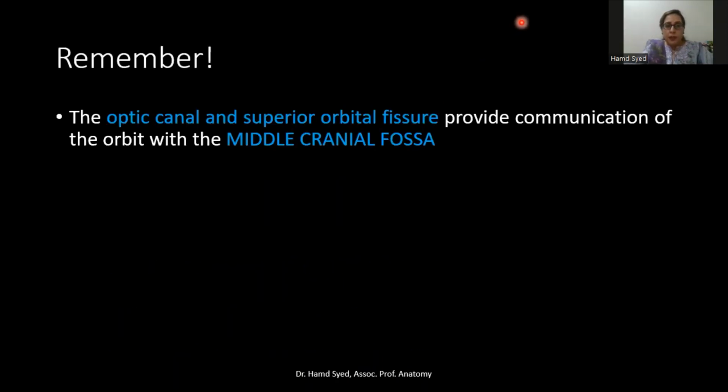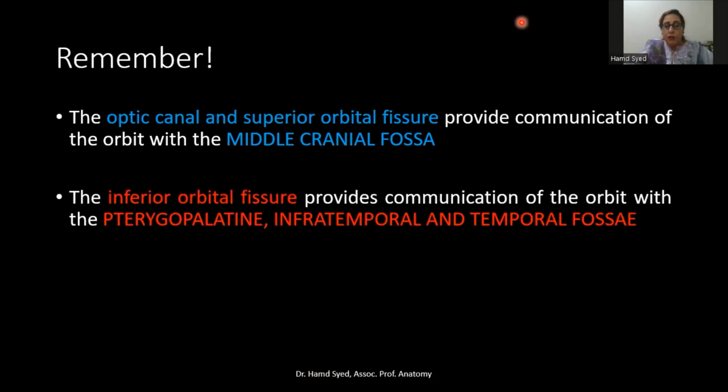Now remember that the optic canal and superior orbital fissure provide communication of the orbit with the middle cranial fossa. Whereas the inferior orbital fissure provides a communication of the orbit with the pterygopalatine, infratemporal, and temporal fossae. So these communications are important because any infection within the orbital cavity can spread from the orbital cavity to, you can see, the brain through the middle cranial fossa or into these regions, which are the infratemporal, temporal, and pterygopalatine fossa.